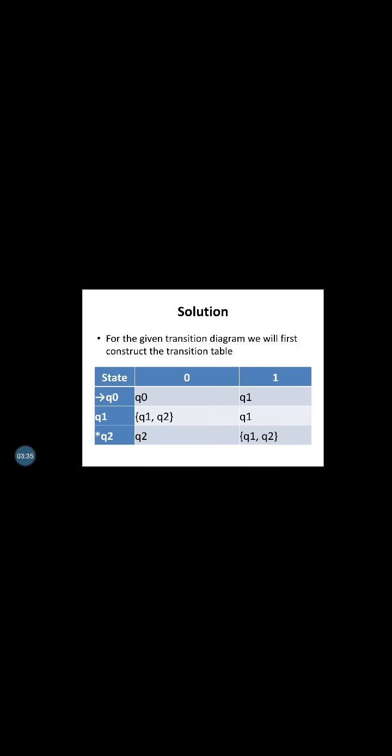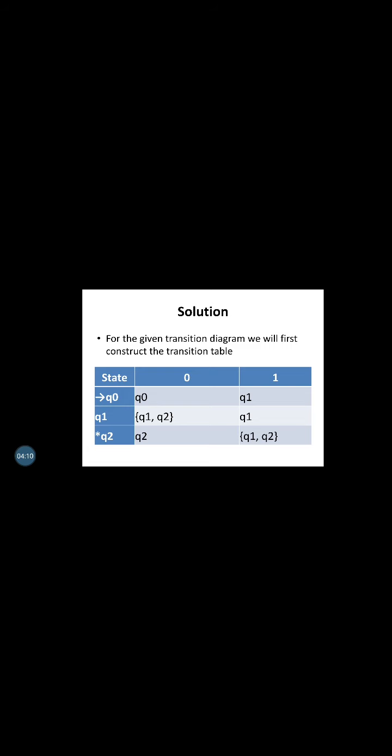In order to convert the given NFA to DFA, as a first and foremost step, we have to construct the transition table. This is what we call the transition table. The transition table contains the states and the set of all input symbols. Here 0 and 1 are the input symbols, and Q0, Q1, Q2 are the states. The starting state is indicated by an arrow mark, so arrow Q0, and the final state will be indicated by a star. So Q0 comma 0 is Q0.